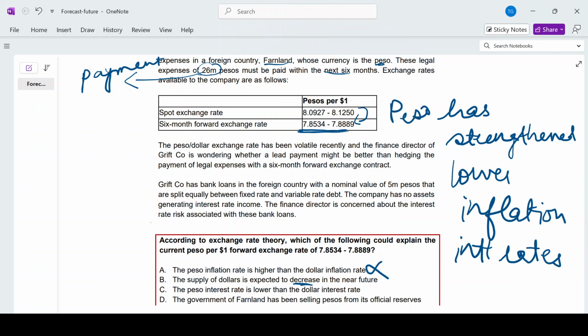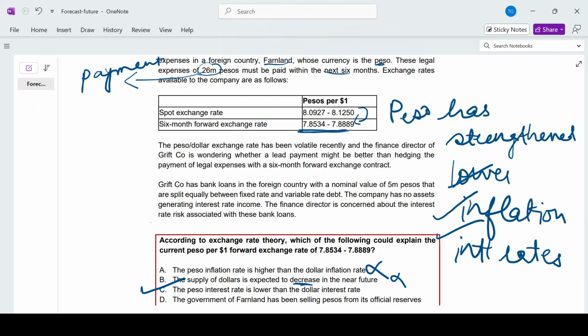So whenever you reduce the supply of something, whenever something becomes scarce, you are not able to buy it that easily, what happens? The price goes up. So that means the dollar should have strengthened if this was the case, which it is not. So we eliminate option B also. Option C says peso interest rate is lower than the dollar interest rate. This is exactly what we have written over here. So option C is something that we can mark as the correct answer.